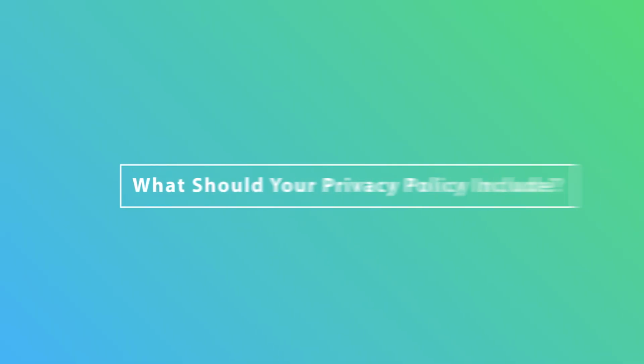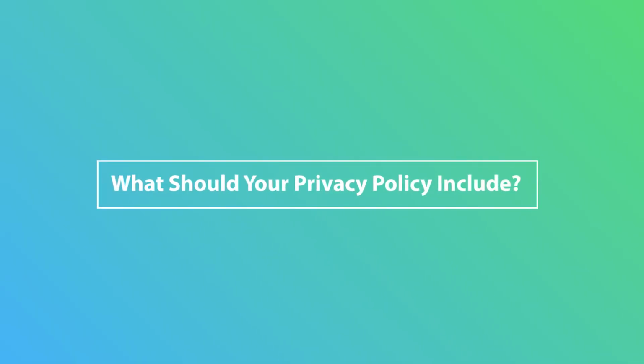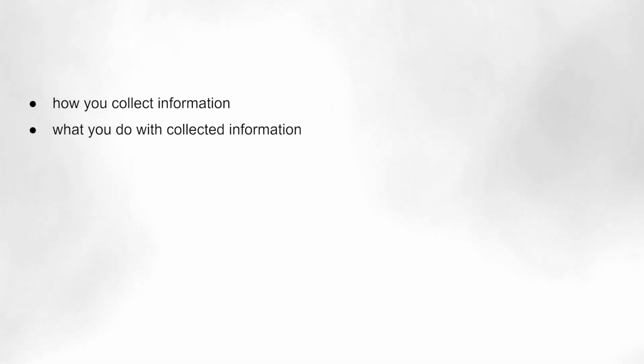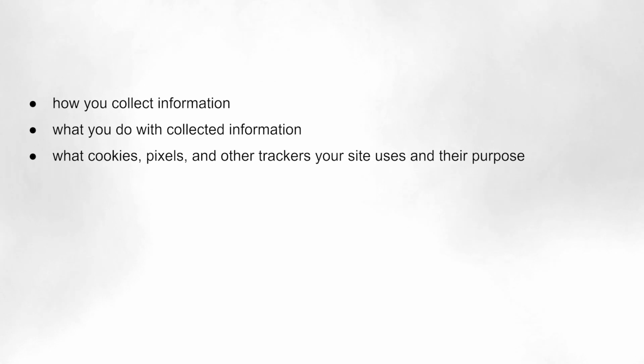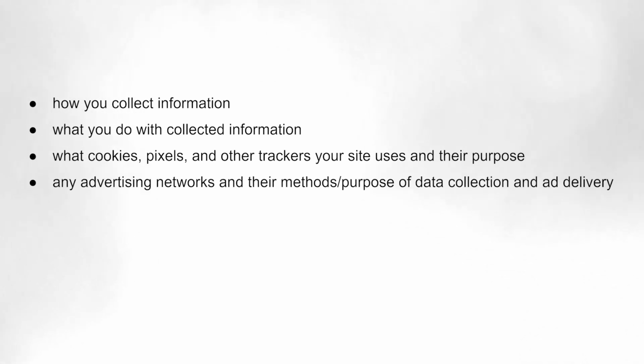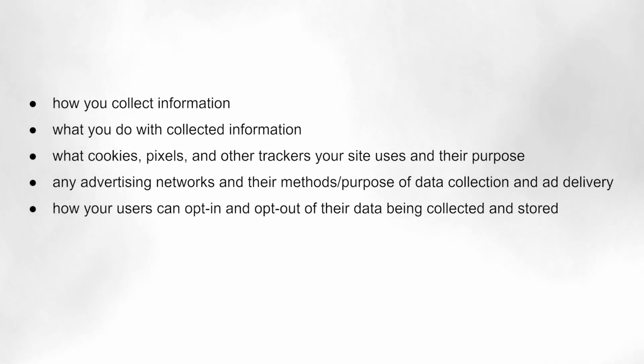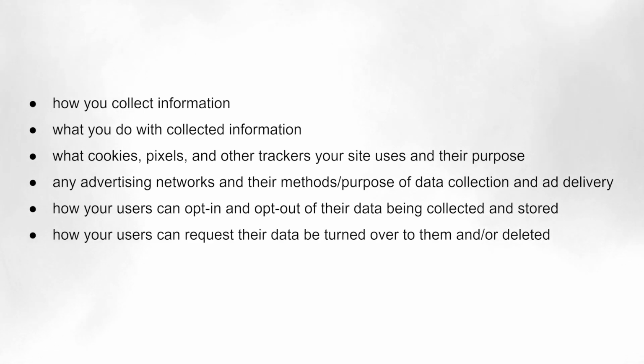So you might be wondering, what should your privacy policy include? Well, here's a few things. How you collect information, what you do with collected information, what cookies, pixels, and other trackers your site uses and their purpose, any advertising networks and their methods or purpose of data collection and ad delivery, how your users can opt in and opt out of their data being collected and stored, how your users can request their data be turned over to them and or deleted, and finally, contact information for site administrators.